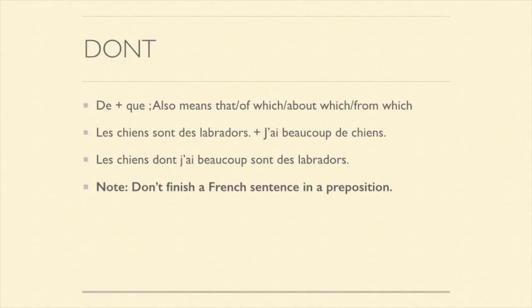So we're combining them. But you'll notice that the expression avoir besoin de ends in de. So rather than saying les chiens que j'ai besoin de sont des labradors, we need to put the de back at the front with que, and then we need to make a whole new word. Whereas in English, we would let the preposition stay at the end of the sentence or at the end of the phrase, in French, you're not allowed to do that. You have to make sure that the preposition isn't at the end of the sentence.